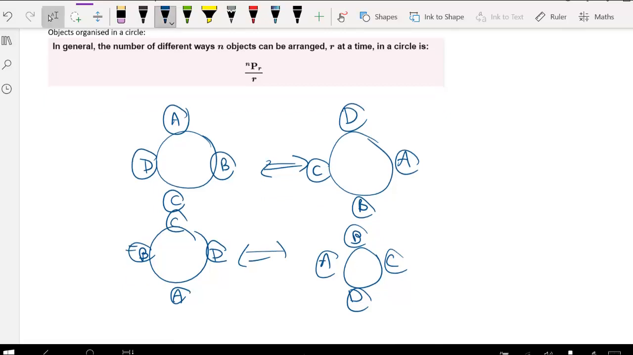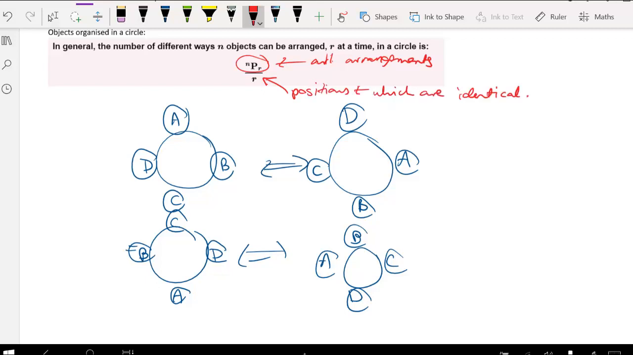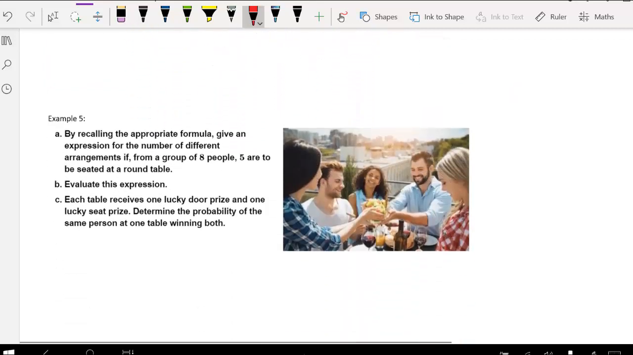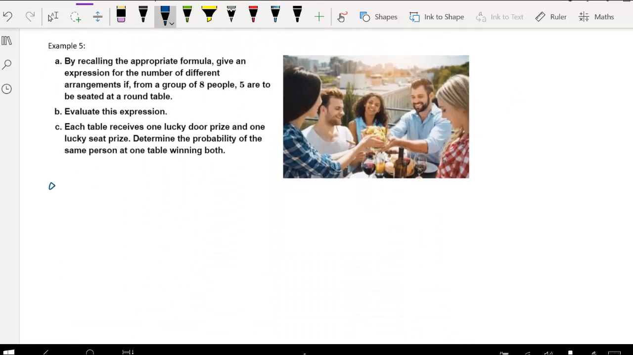So therefore it makes sense that for every given arrangement, we need to account for the number of r positions, which are identical. Okay, so it just comes down to that. The number of arrangements is equal to nPr over r. That makes a very simple calculation when working with arrangements in circles. So we'll go through these examples nice and quick.